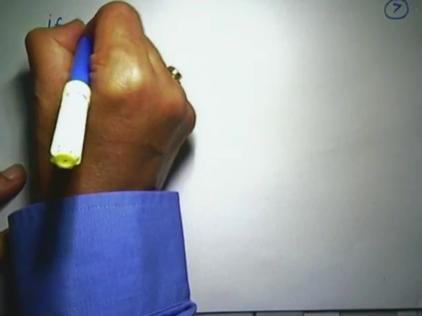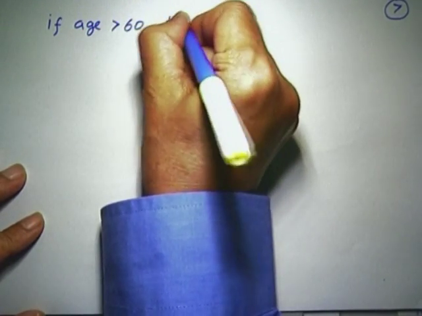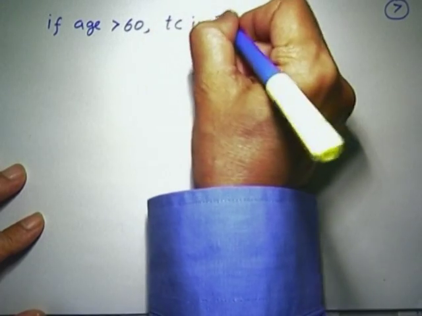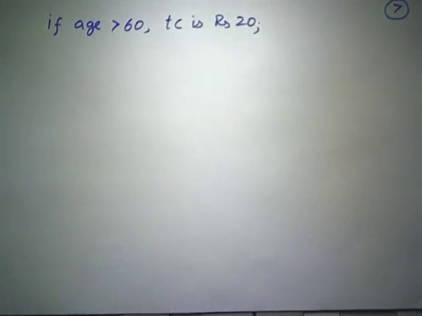Otherwise, an adult, the charge is 25 rupees. However, the bus company decides to show some courtesy to very old people. Suppose the bus company says their age is greater than 60 years, then let's say the ticket cost is only 20 rupees. Not as little as a child, but not as much as an adult. Now that's the policy that the bus company has, and you and me as programmers have to implement that policy.